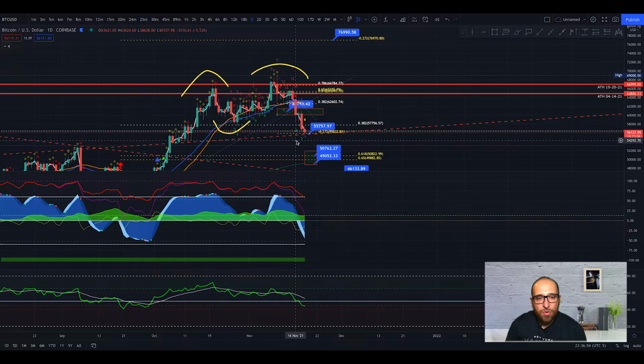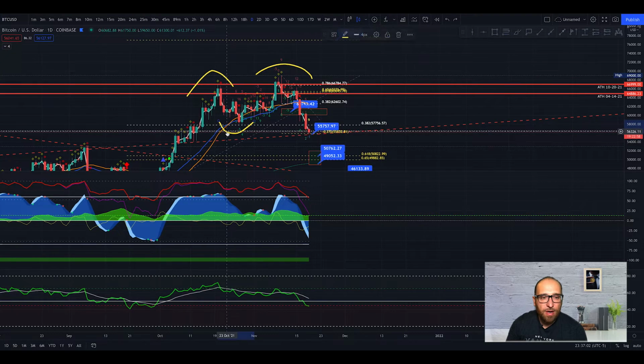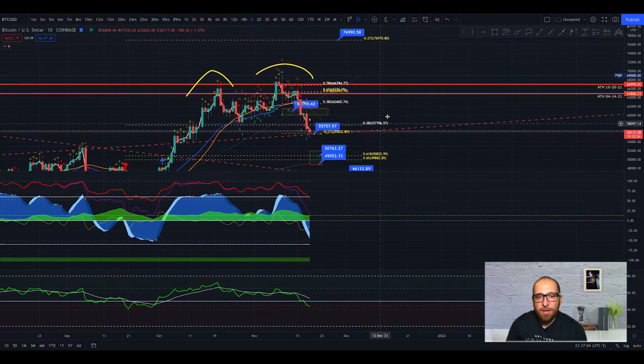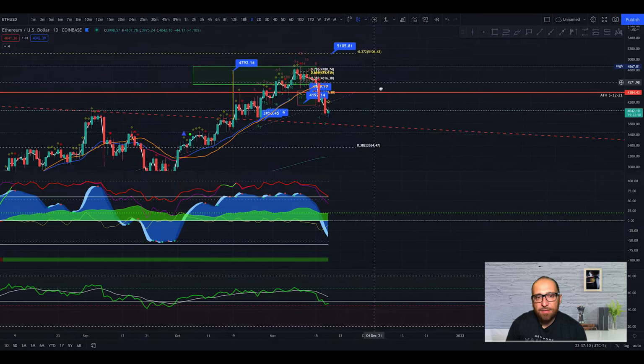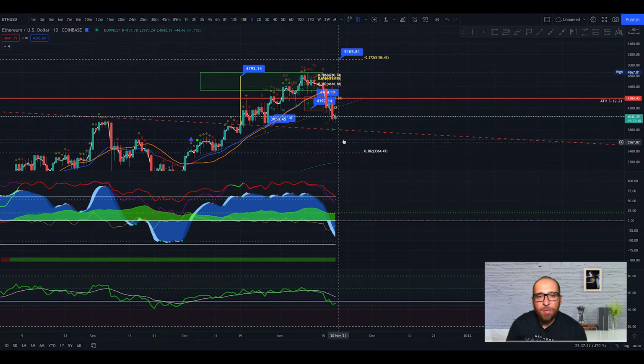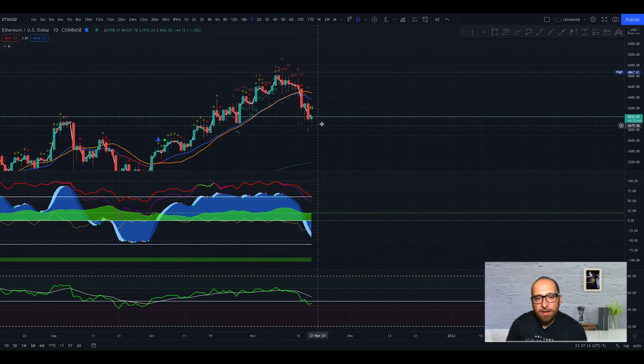Okay, if we look at Ethereum, XRP, Shiba Inu, everything is bearish right now, because you know, if we get the correction in Bitcoin, we get the correction for everything. But Ethereum right now, for example, is likely to get a good support at $4,000.